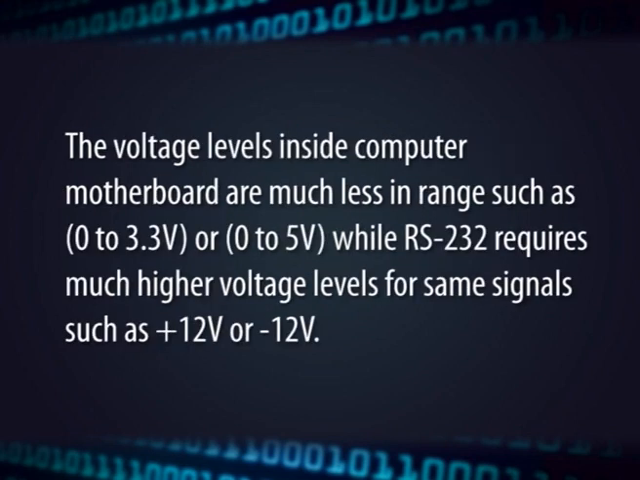The voltage levels inside a computer motherboard are much less in range, such as 0 to 3.3 volts or 0 to 5 volts, while RS-232 requires much higher voltage signals for the same signal, such as +12 volts or -12 volts. Therefore, special driver circuit ICs are required to translate logic levels in both directions. These also protect the computer's motherboard from short circuits or transients that may appear on the RS-232 interface.